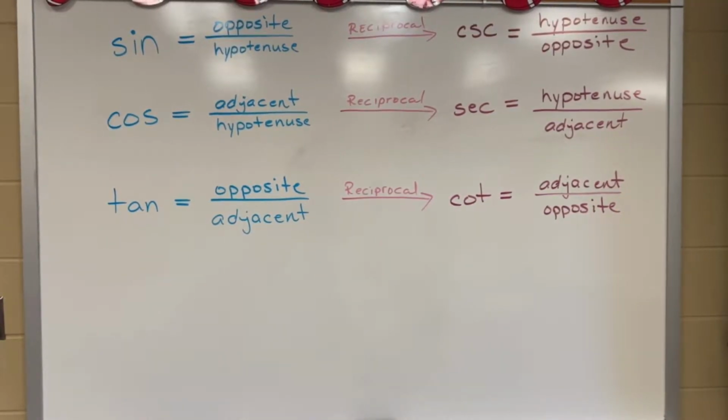Sine, opposite over hypotenuse, the reciprocal: cosecant, hypotenuse over opposite. Cosine, adjacent over hypotenuse, reciprocal: secant, hypotenuse over adjacent. Tangent, opposite over adjacent, reciprocal: cotangent, adjacent over opposite.